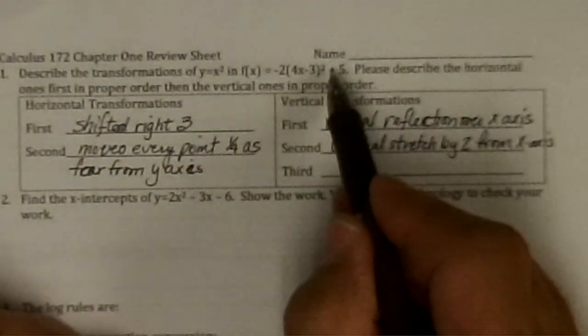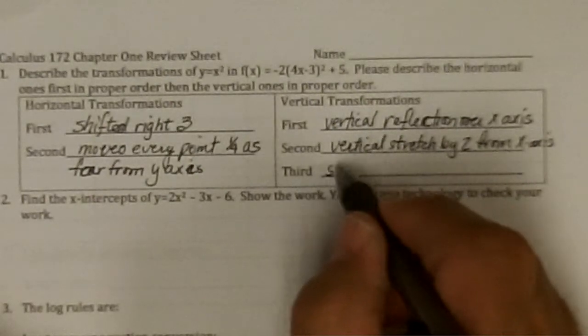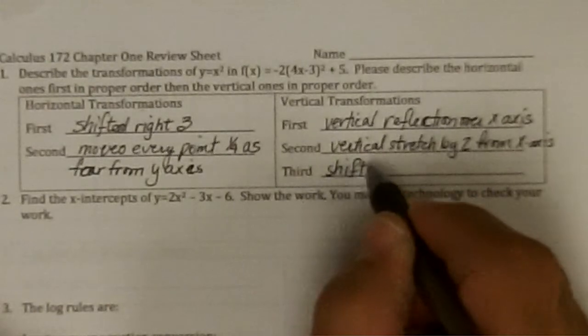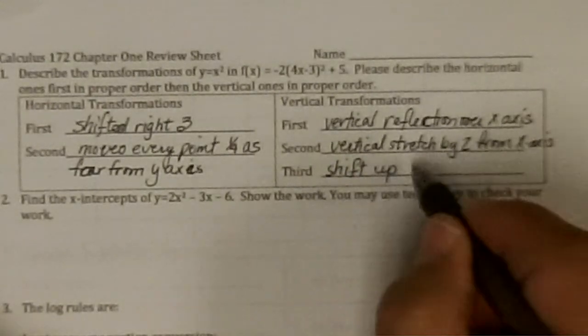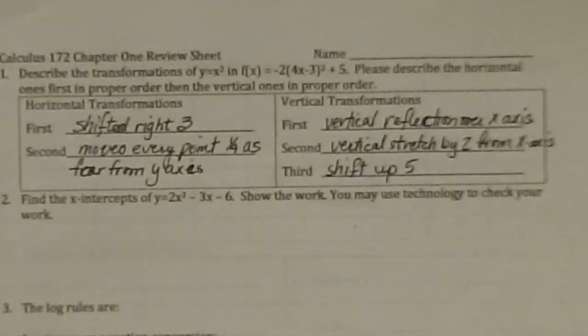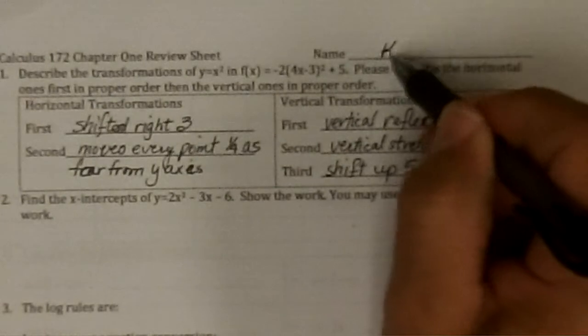and then the final is plus 5, so that's a shift up 5. It's a plus 5, and everything does like it looks like it would. So there is number 1.